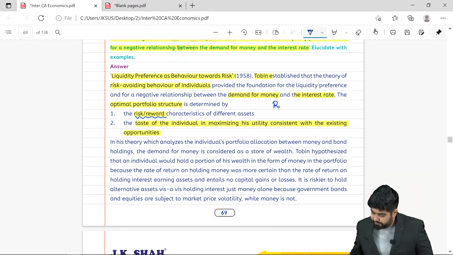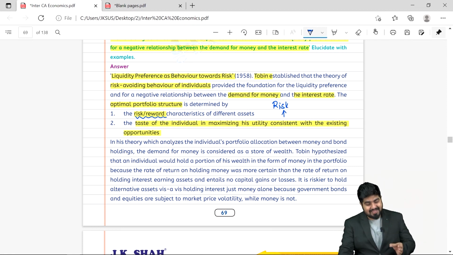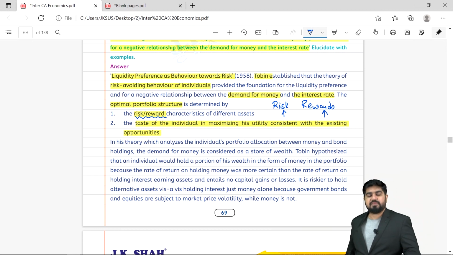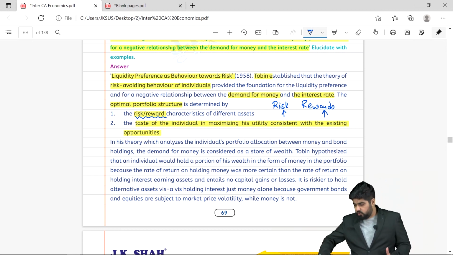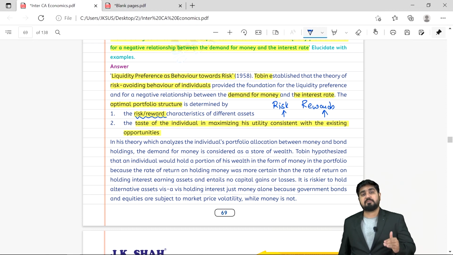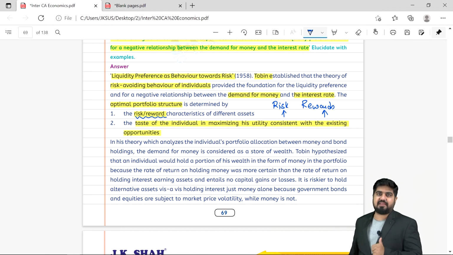For example, if a person is willing to take a higher risk, he or she understands that the rewards will be greater. Yes or no? This is the risk-reward relationship. Lower risk, no problem, money will be safe, but rewards also will be safe. I mean, rewards will be less. Now it depends upon people's appetite to take the risk and invest.